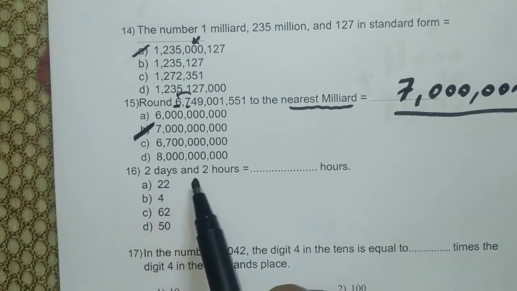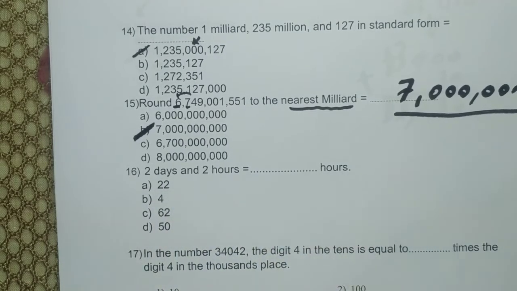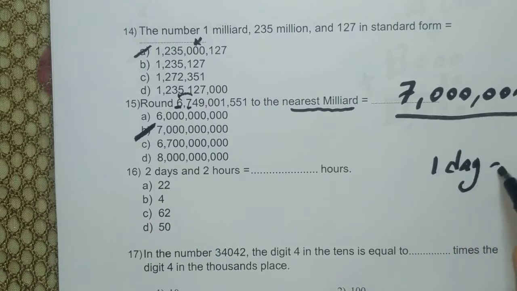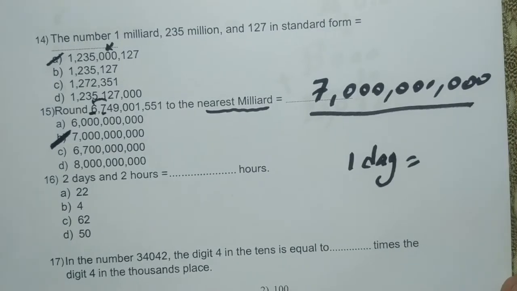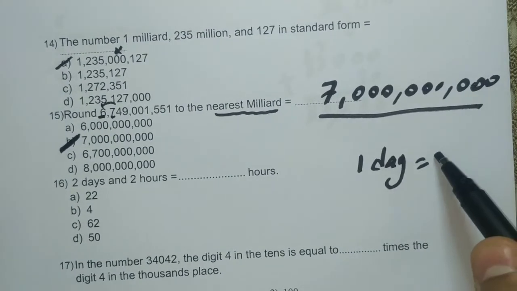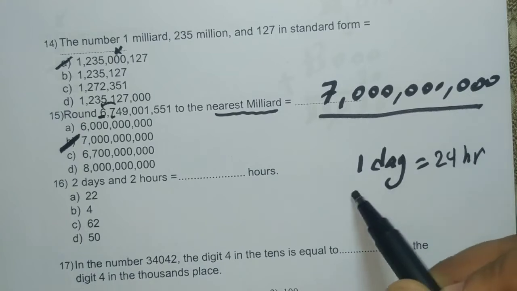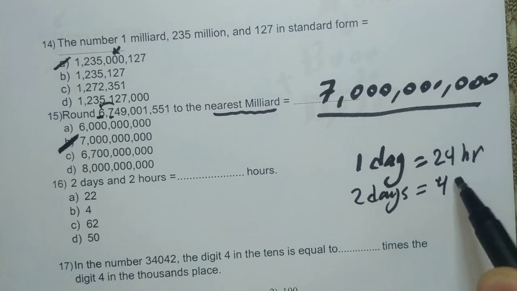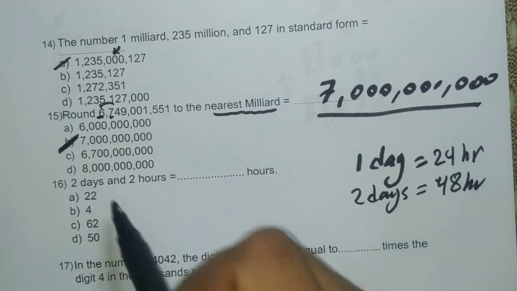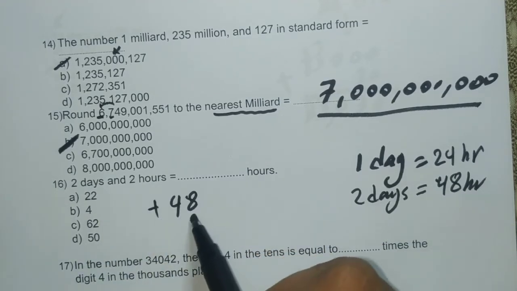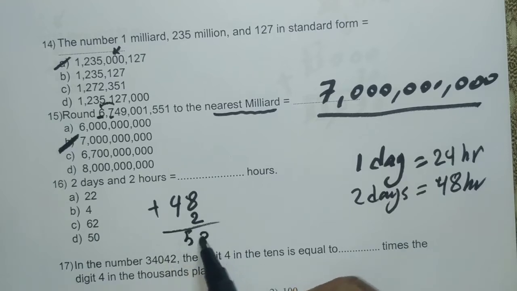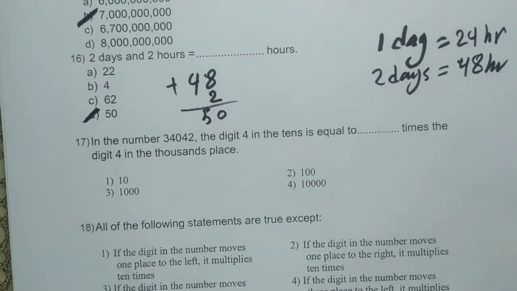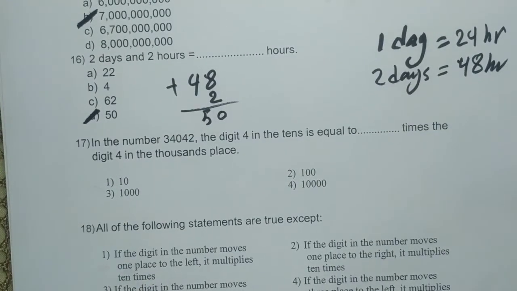2 days and 2 hours equal how many hours? 1 day equal 24 hours. So 2 days equal 48 hours. So 48 hours plus 2 hours equal 50 hours. Number 17.